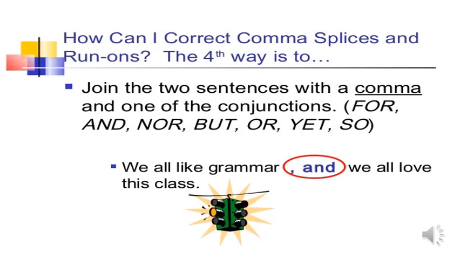The fourth way to correct comma splices and run-on sentences is by joining the two sentences with a comma and one of the conjunctions for, and, nor, but, or, yet, so. We all like grammar, comma, and we all love this class. We use here a comma before the conjunction and.